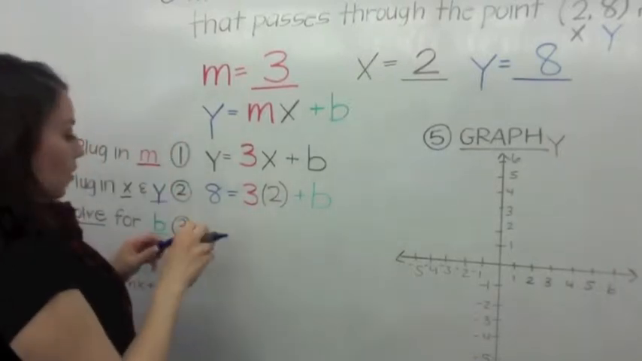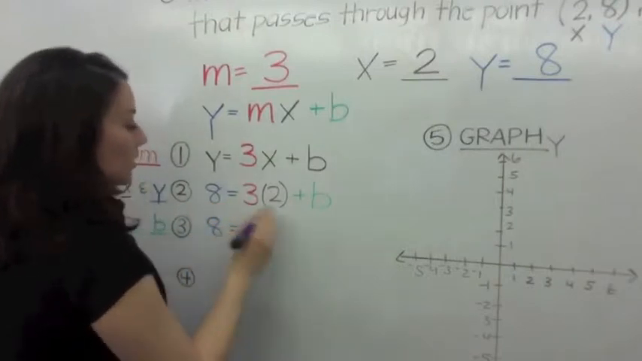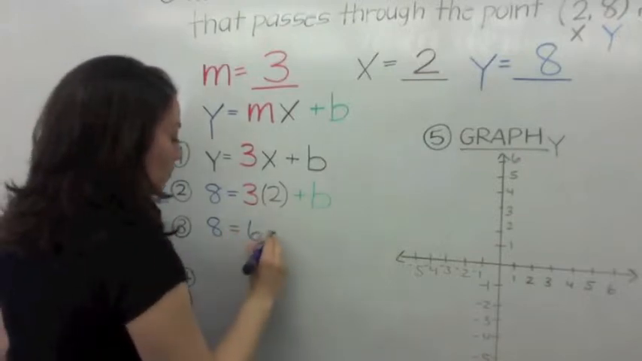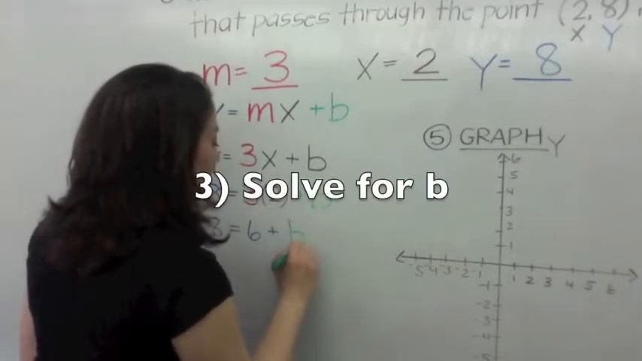So we're going to write, well, 8 equals, what's 3 times 2? 3 times 2 is 6 plus b. All right, now we can take a look at the third step.